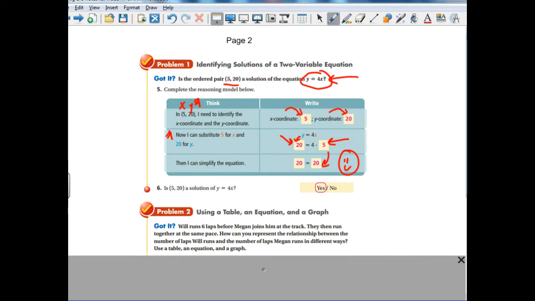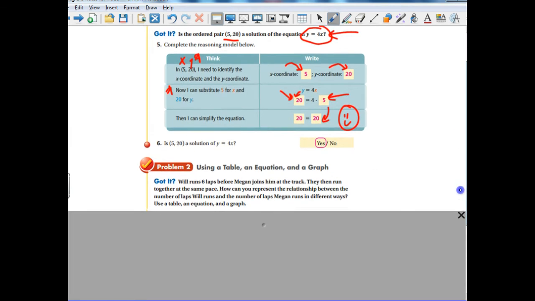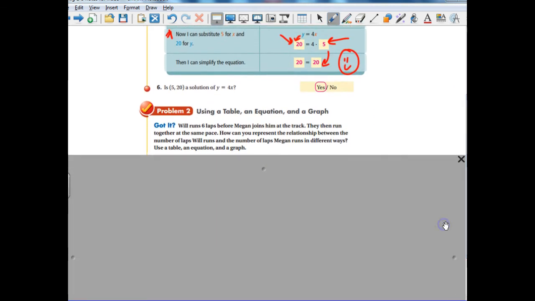Now let's move on down, looking at using a table, an equation, and a graph together. Here we have a couple people running on the track. Will runs 6 laps. That's actually something I might want to be aware of. Will runs 6 before Megan joins him. And then they run together at the same pace.